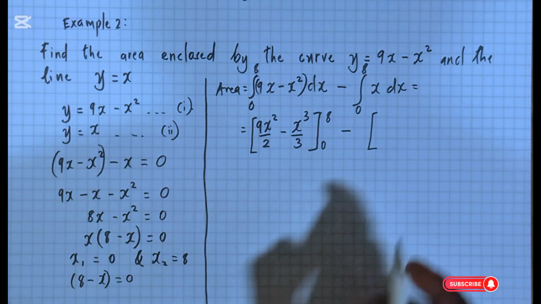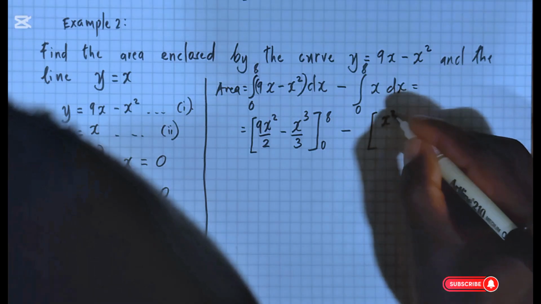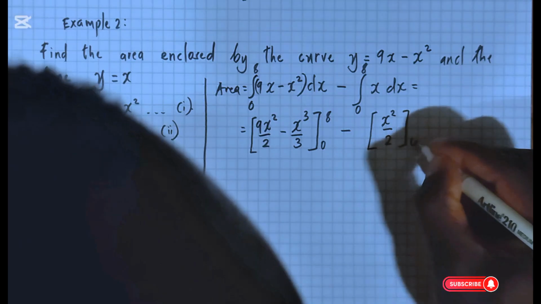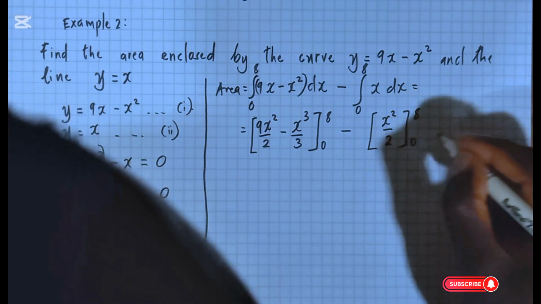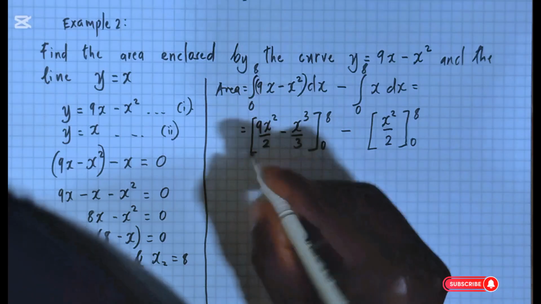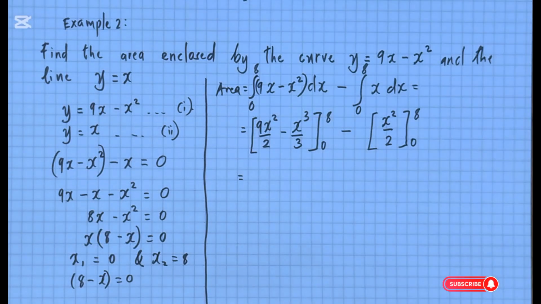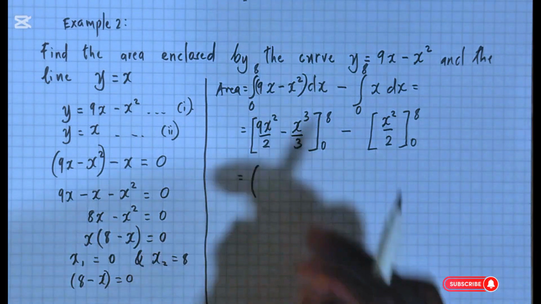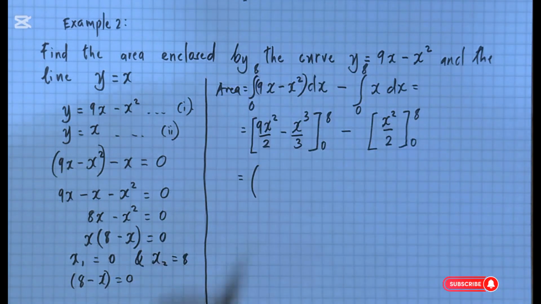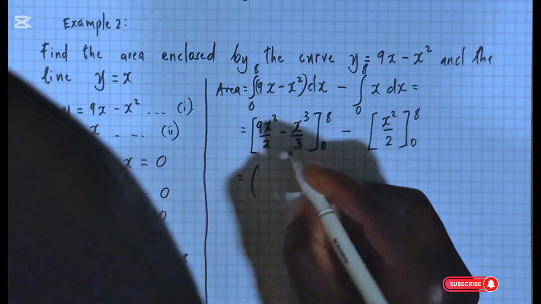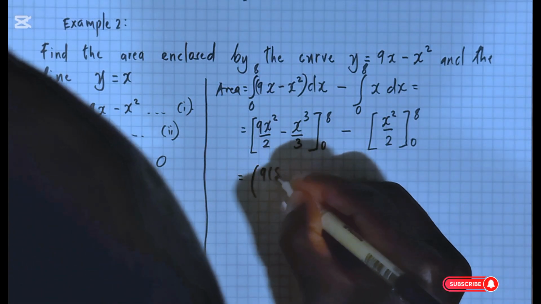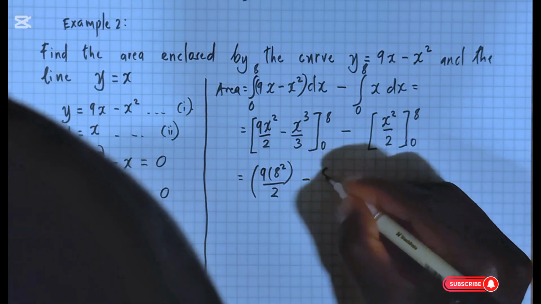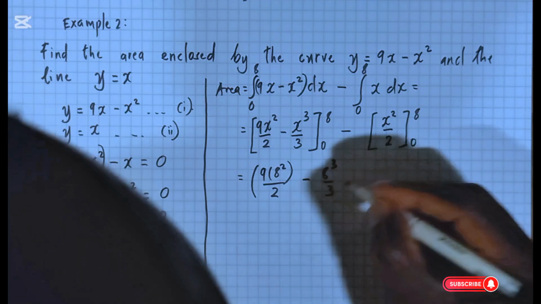Minus, when you take x and integrate x here, it's going to be x squared all over 2. Of course, we are still having the integral process for the limits from 0 to 8 there. So notice that this here is going to give us, we're going to take the upper minus the lower limit. So anywhere we have x, we're going to have 8. So that's going to be 9 into 8 squared all over 2 minus 8 cubed all over 3.